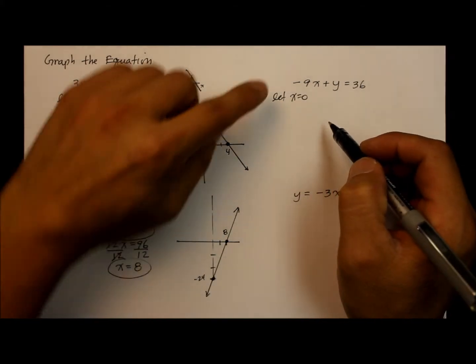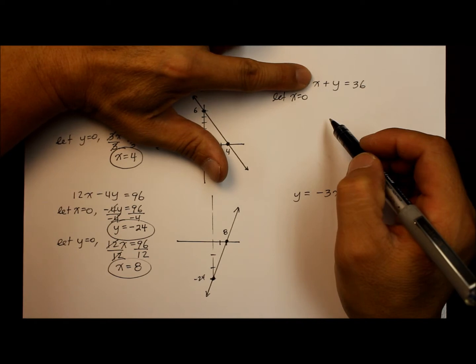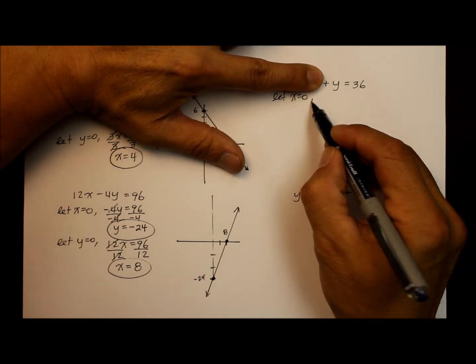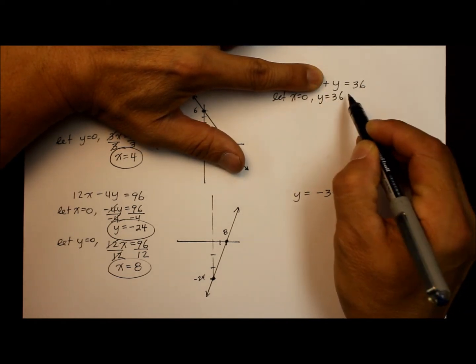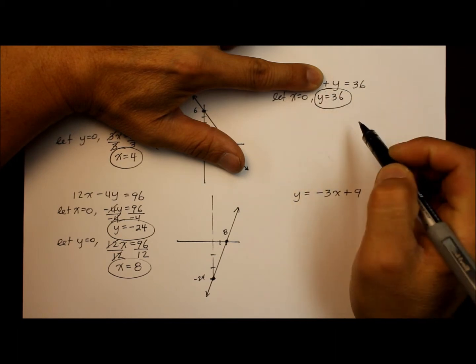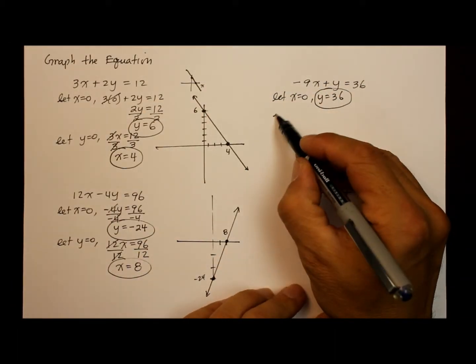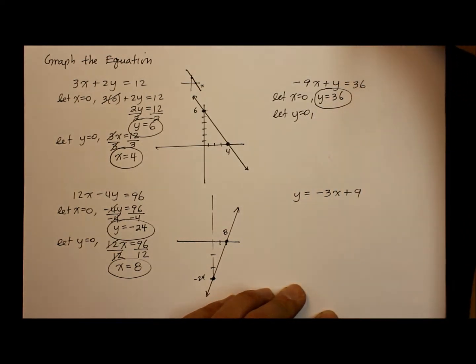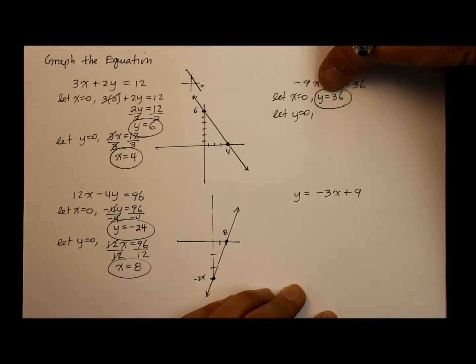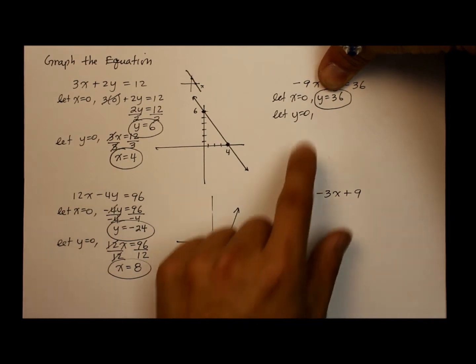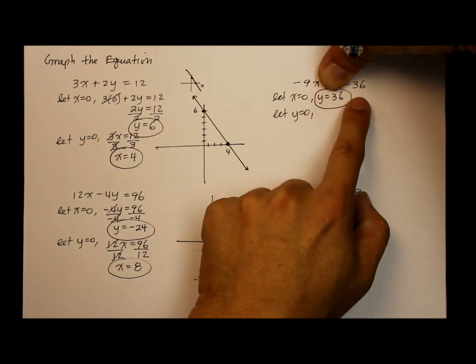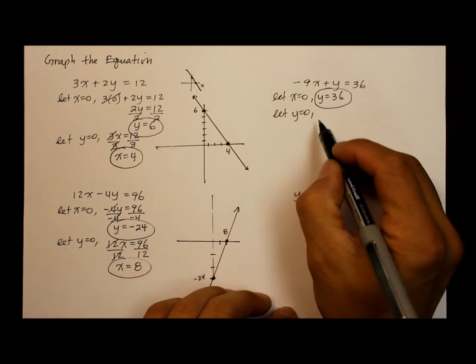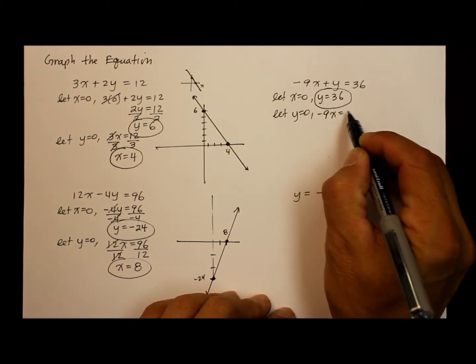Using my finger trick, cover up the x term. So that's going to be a 0. That leaves me with y is 36. Well, that was easy. And do the same thing. Let y equal 0. However, this one you have to do some work. When you cover up that y, because it's 0, you end up with negative 9x is equal to 36. So let's write that. Negative 9x is equal to 36.